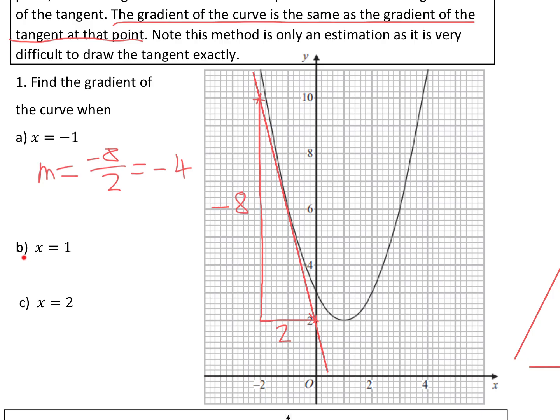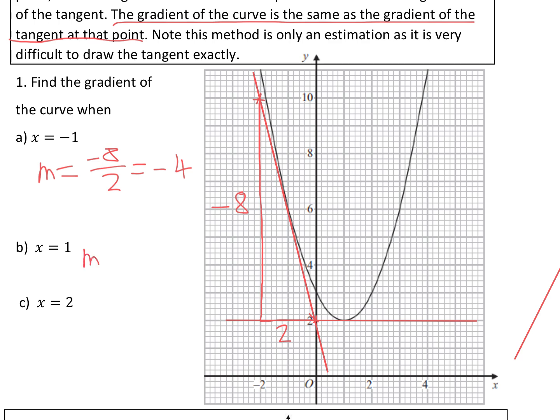In part B, we've got to find the gradient when x equals 1. So if we go across our x-axis and find when x is 1, let's meet the curve. Here's a curve. It's flat there, isn't it? Now, you don't even really need to draw a line there. You can just see that here's the tangent. That's a flat line. The gradient of the curve at that point is the same as the gradient of that tangent, which is 0. It's flat.